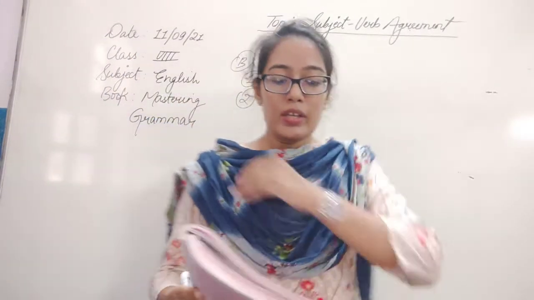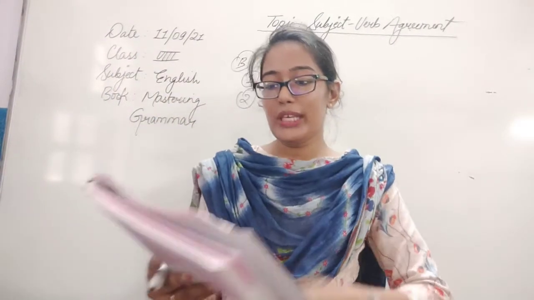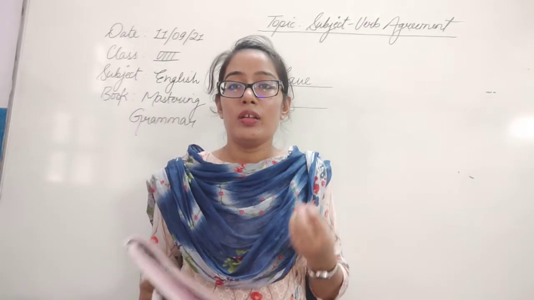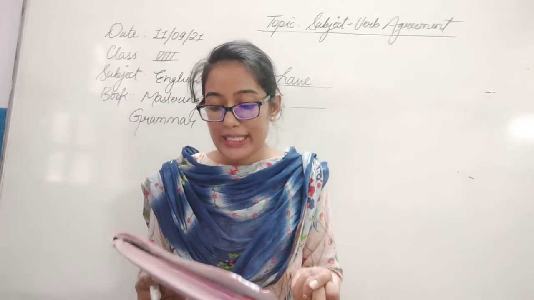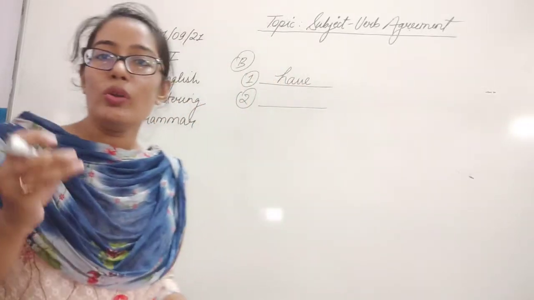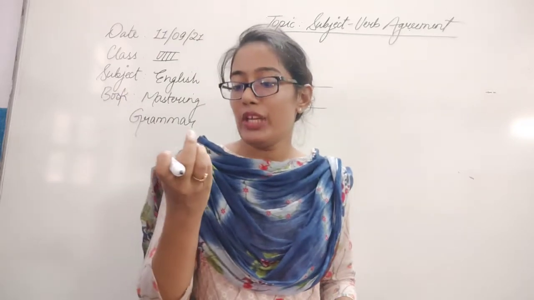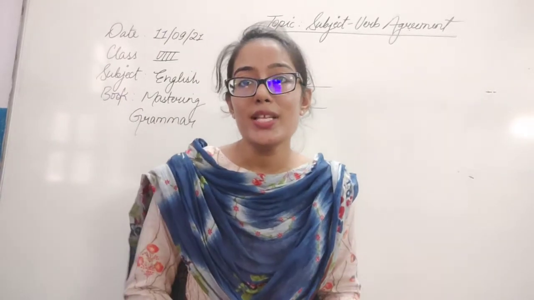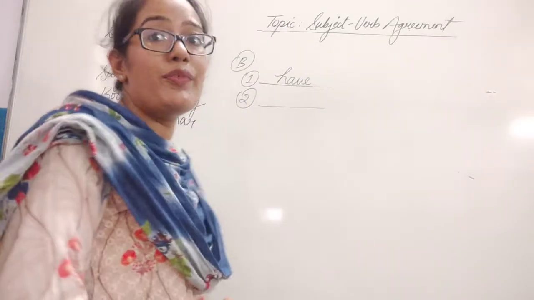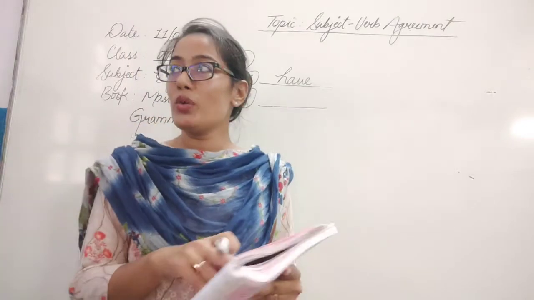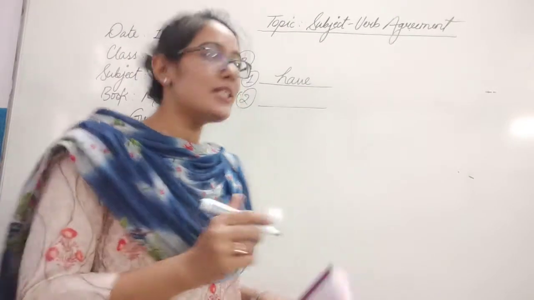Second one, the aroma of the cookies. Okay, the smell, the aroma of the cookies dash be tempting. So we all know that with be we use what? Is, am, are, was, verb. So in this we would be using: the aroma of the cookies is tempting.